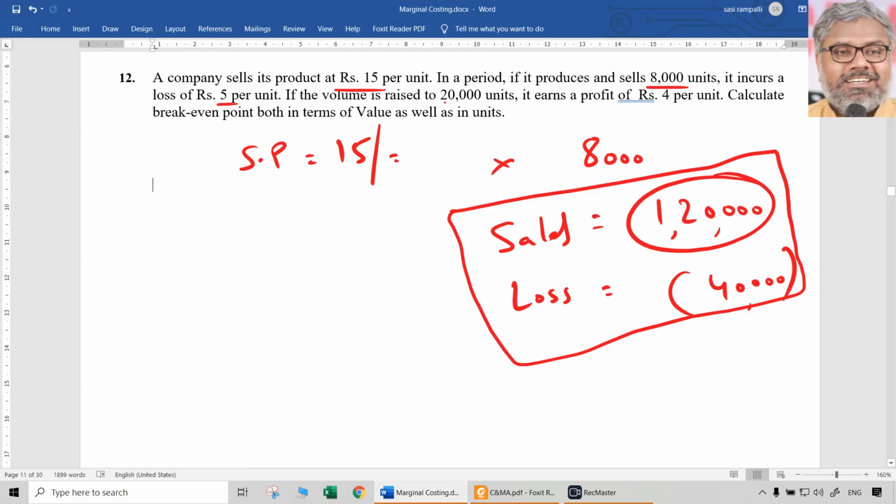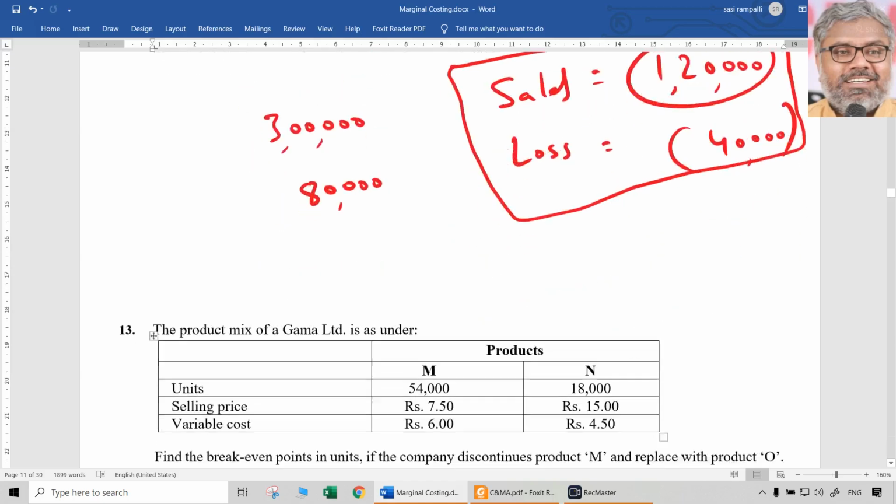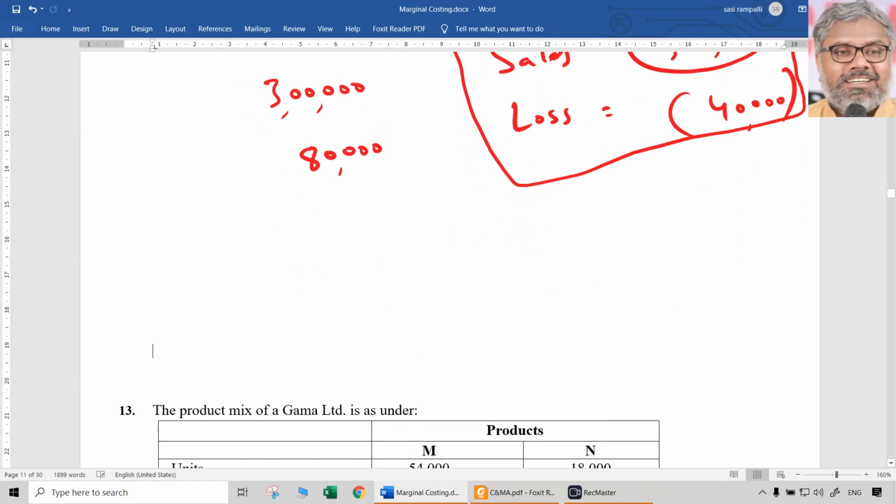And if the volume is raised to 20,000 units, that is another period. If volume is raised to 20,000 units, then how much will be the sales? Multiply with 15. Sales will become 3 lakhs rupees. That is another period. Then it earns a profit of 4 rupees per unit. And 20,000 into 4 means profit how much here? That is 80,000.